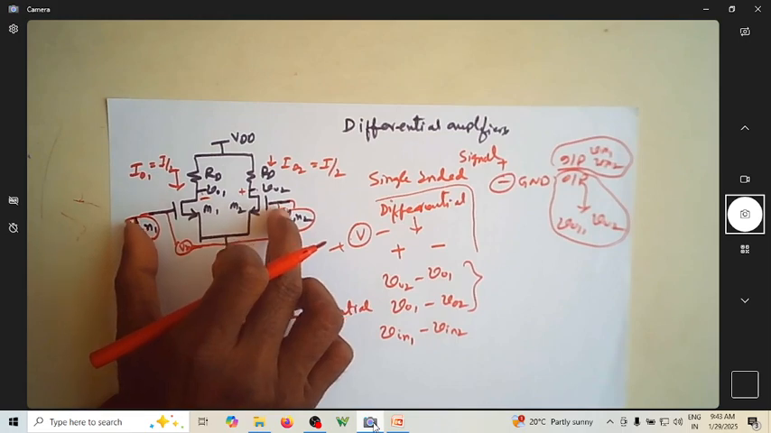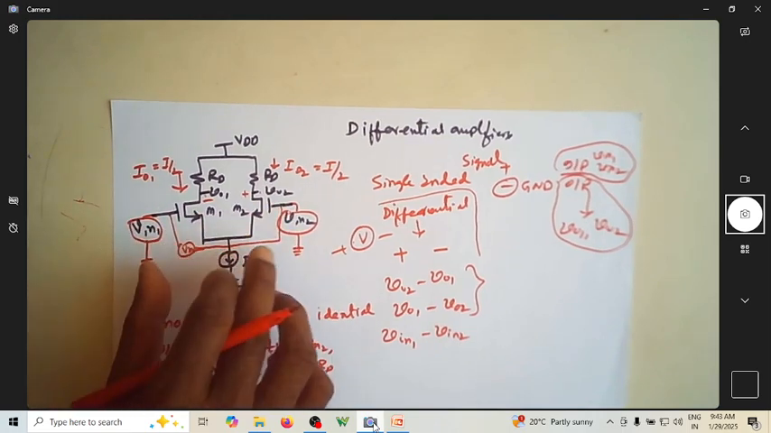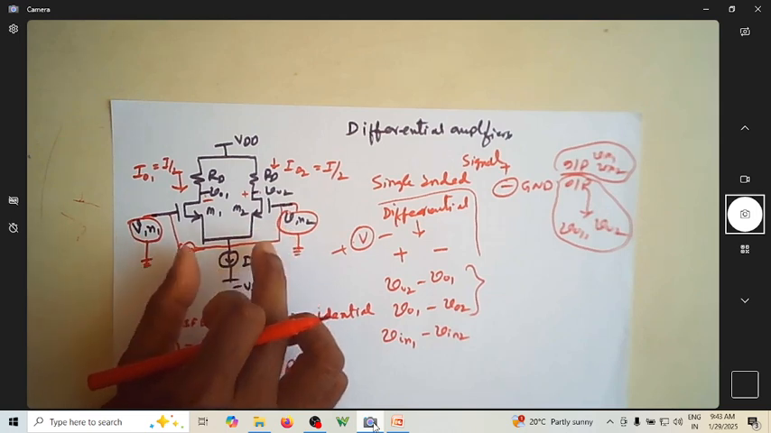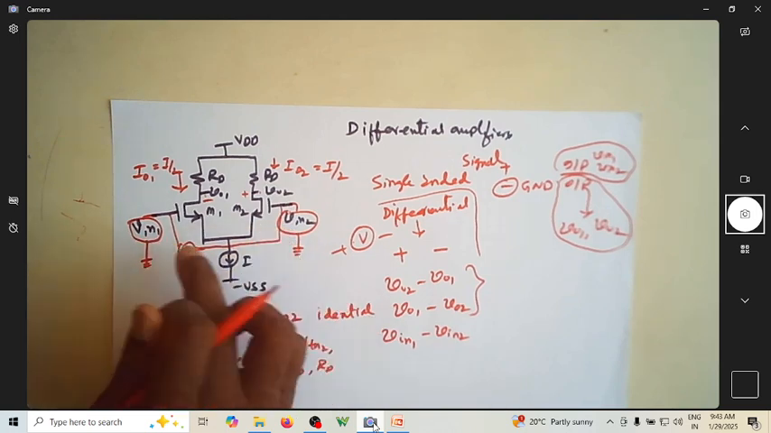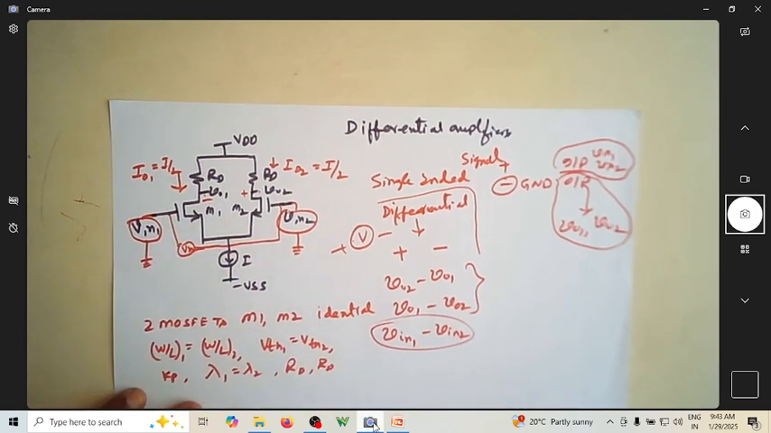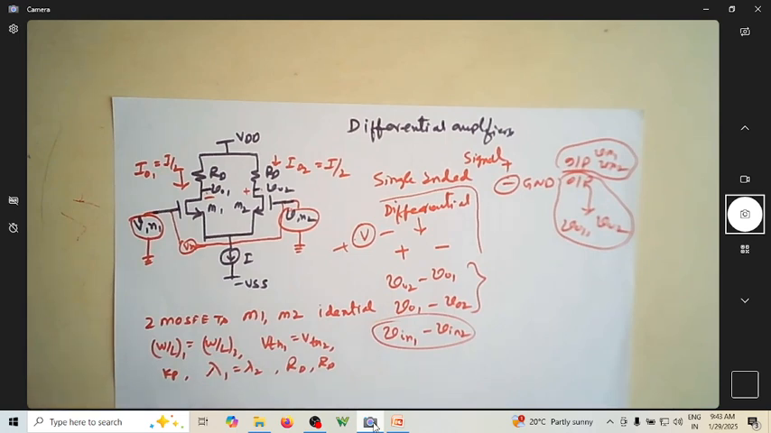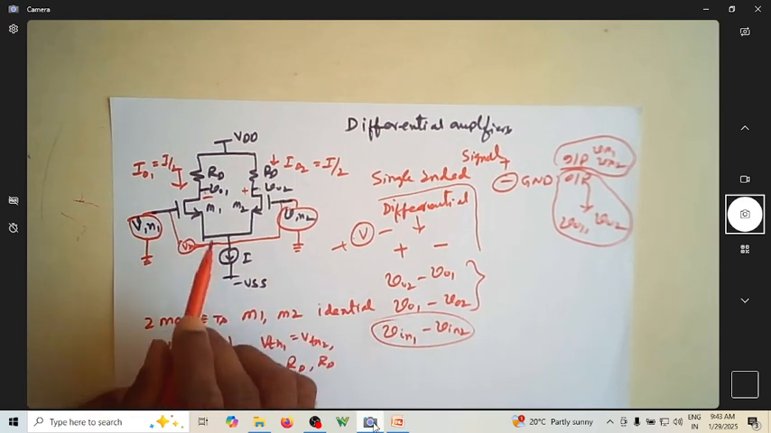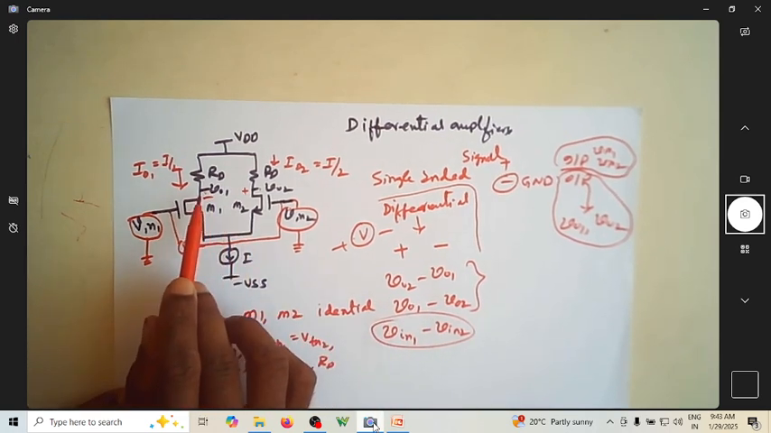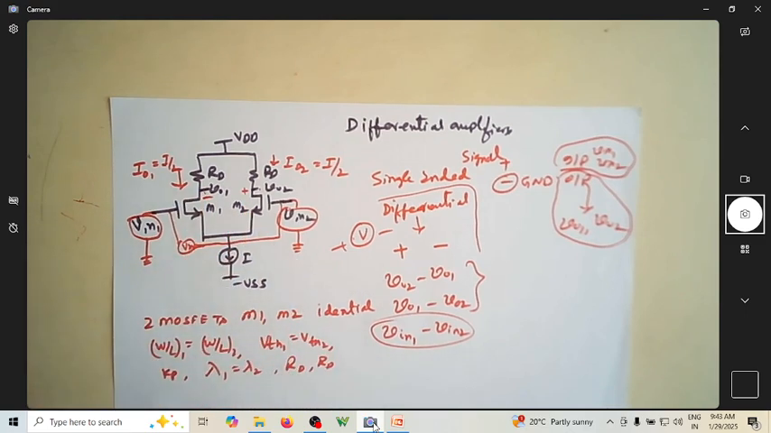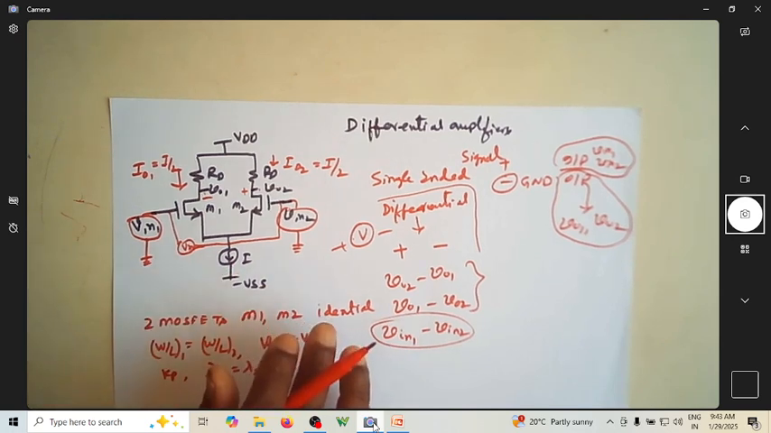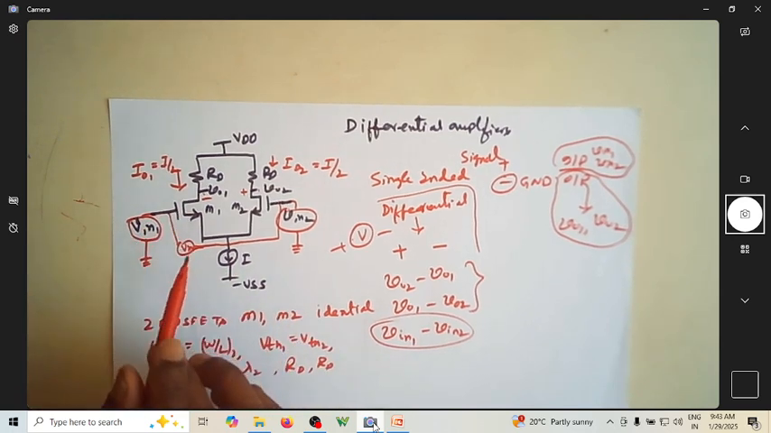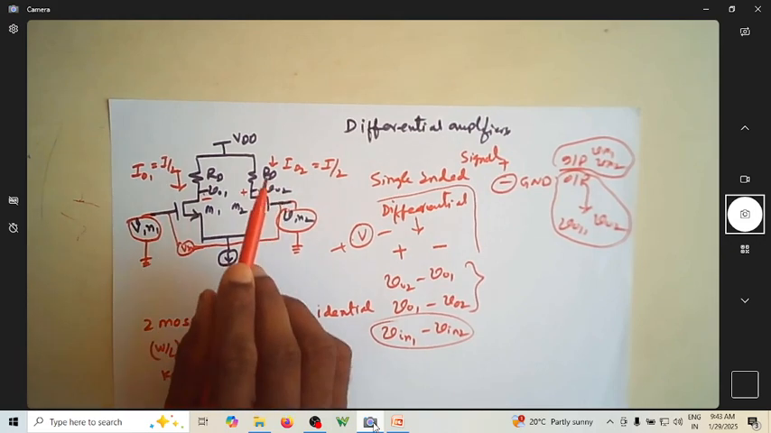So that is this. If you are applying the voltage between this and this, or between this and this, then that is the differential input voltage. So that's what we have: single-ended voltages and differential voltages. That's about the circuit configuration.